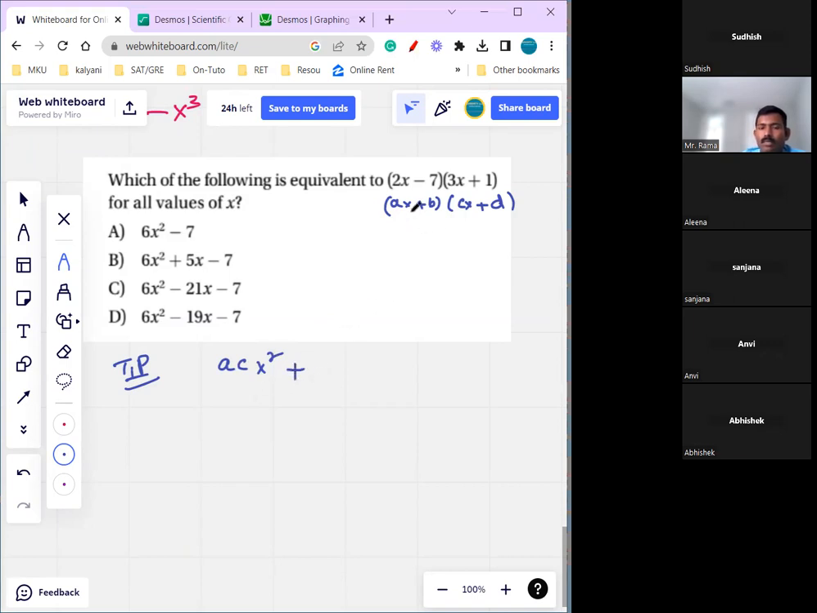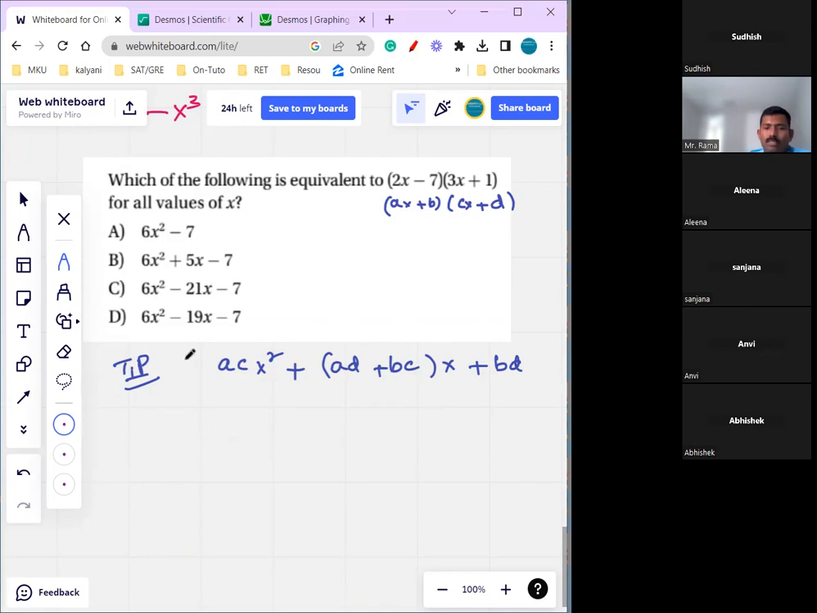Plus, and then you're going to multiply AD, and then you're going to add that with BC, multiply these two, and you put an x. And then finally, plus one more, multiply B and D. So you may think this is going to be a little bit hard at the beginning, but as you practice a couple of questions, this is going to be helpful and handy, and you can do it way faster.